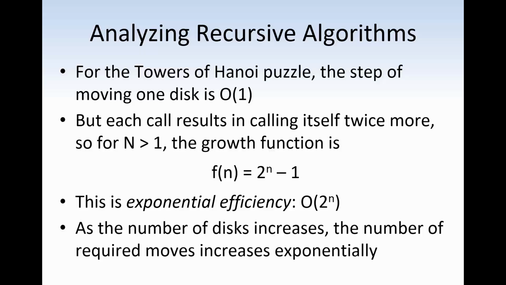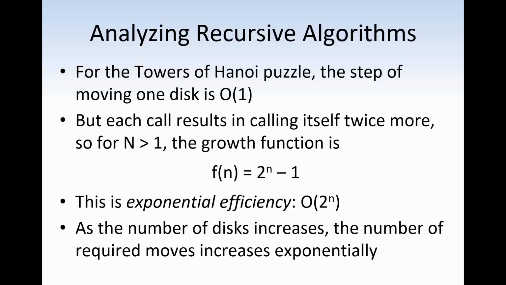For each of those two towers you're moving, you need to move two more towers. So really it's not 2n. Really it looks more like 2 times 2 times 2 times 2 all the way up to n. Every time we run, we double the amount of calls we need to use. Because of that, the growth function for Towers of Hanoi looks very different. It looks something like this: f of n equals 2^n minus 1.